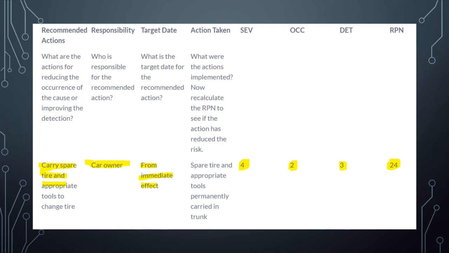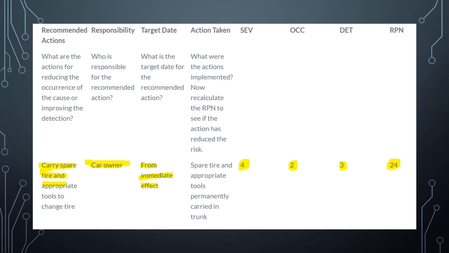Something else you could do, right? You could carry a AAA membership so that your severity would probably be somewhere between 4 and 10. It's not as efficient usually as being able to change a tire yourself, but it's not as bad as being stranded on the side of the road with nothing. So if you had AAA, the severity of a flat tire might be a 6. And so on. So there's different actions you can take here to mitigate this. This is just one. You could put different actions on a separate line of the chart.